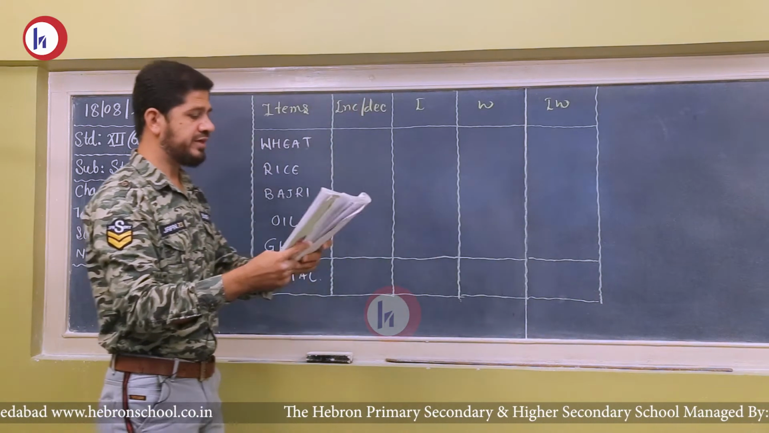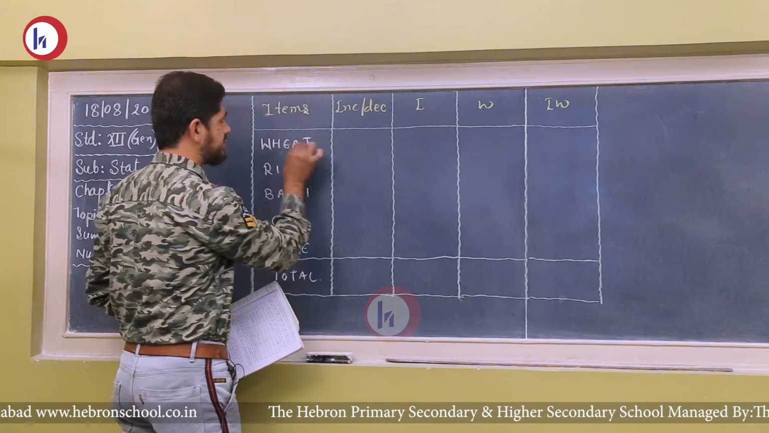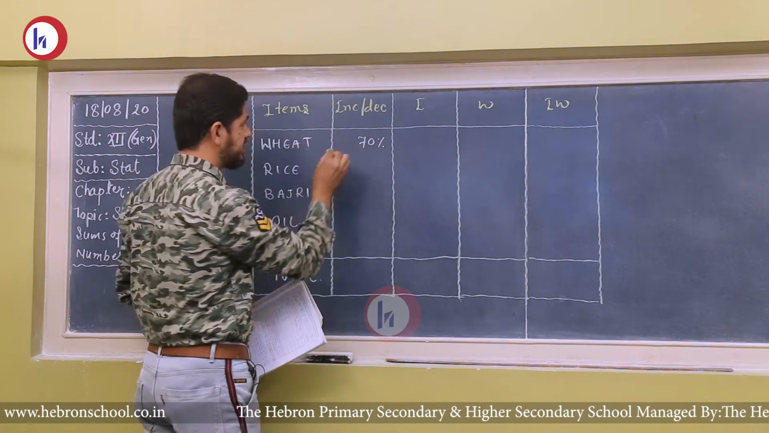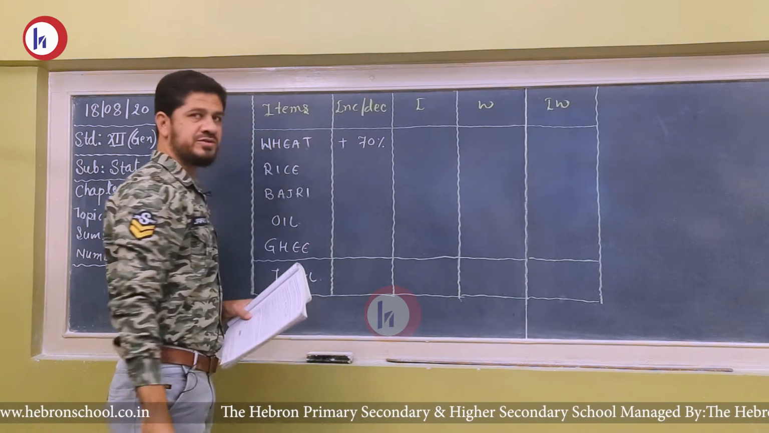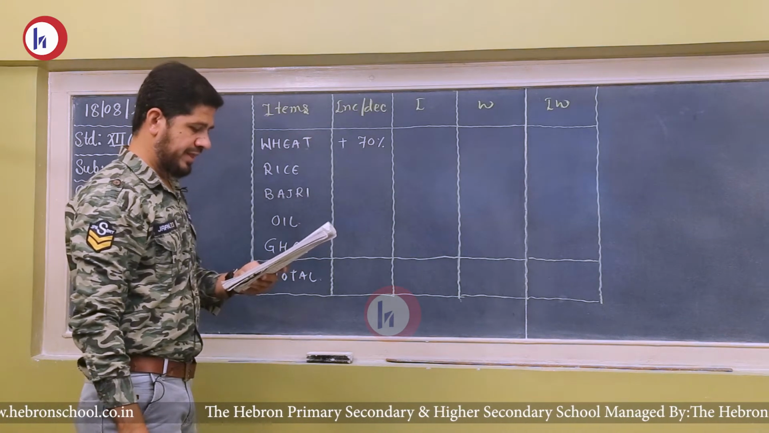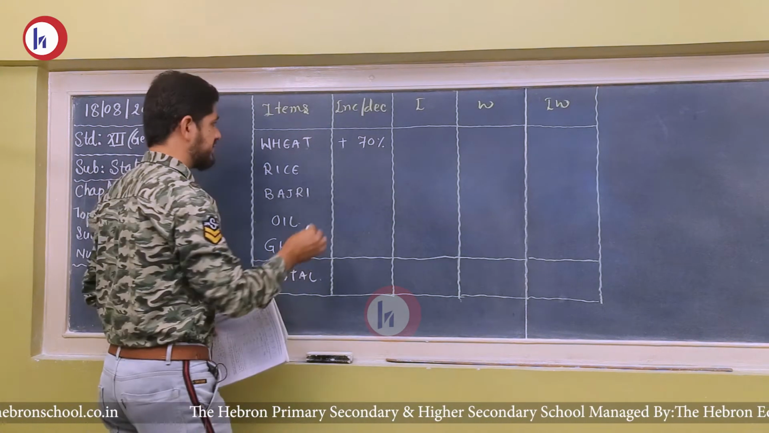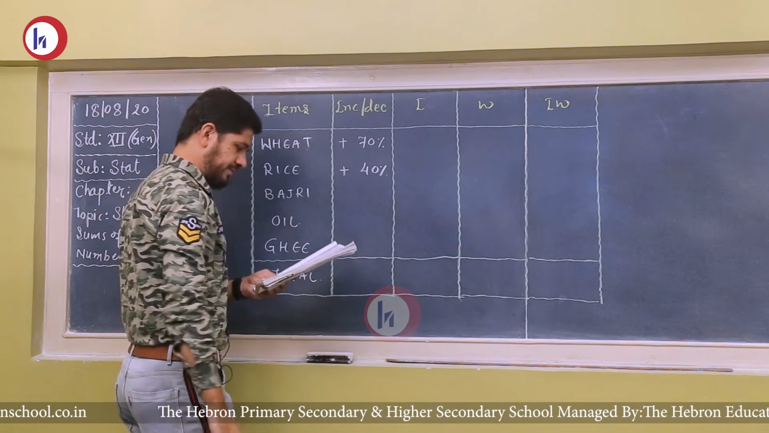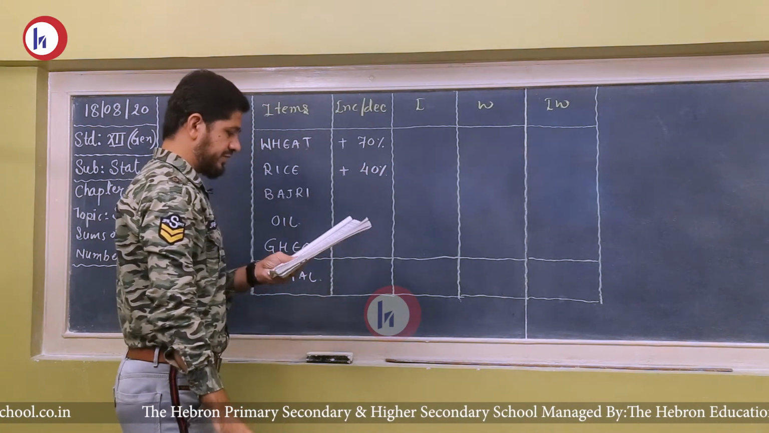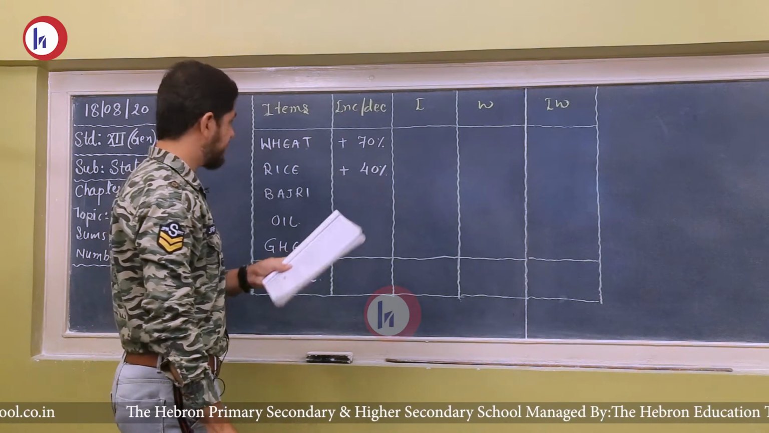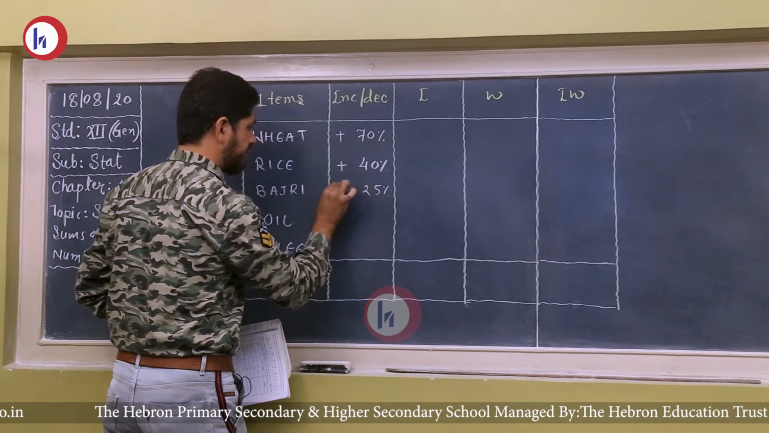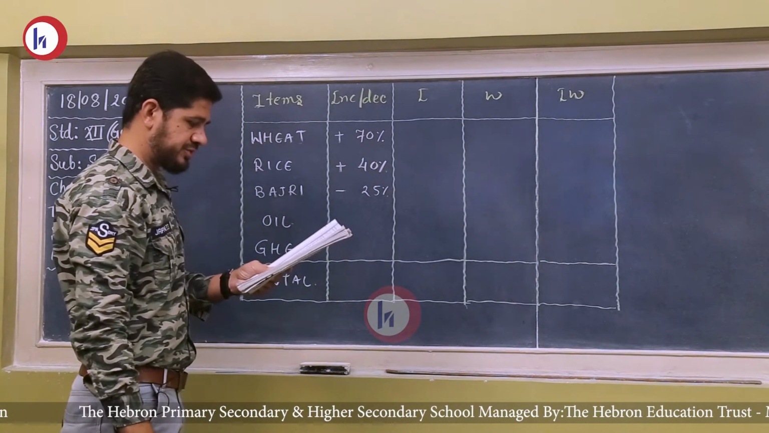The price of wheat increased by 70%. If there is an increase, we put a positive sign against it. The rice increased by 40% in the year 2015. The price of bajri decreased by 25%. It is decreased, so we put a negative sign against it.